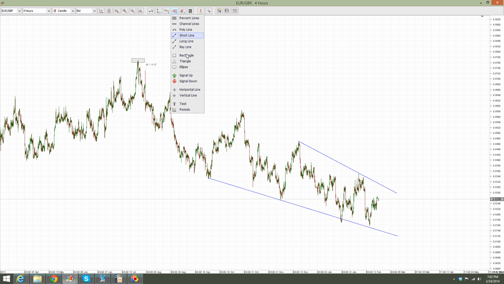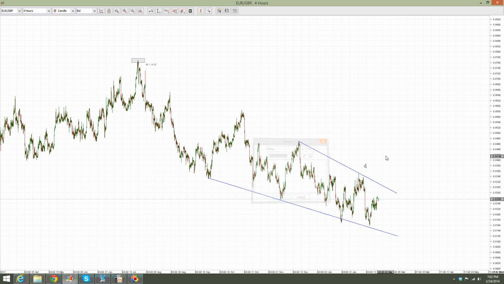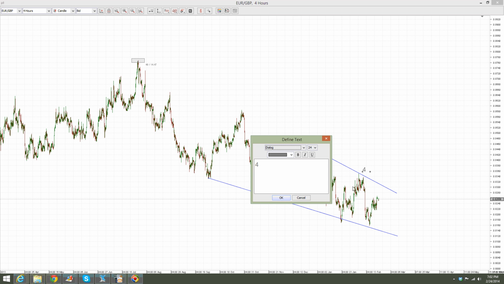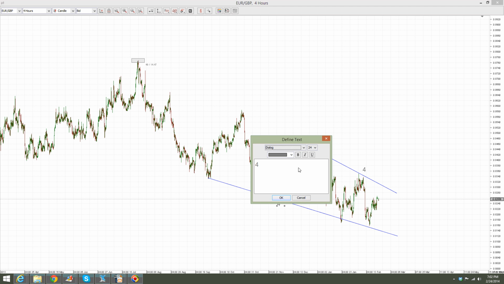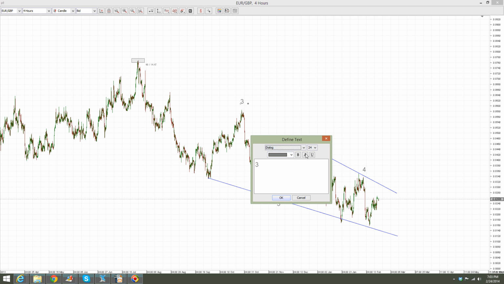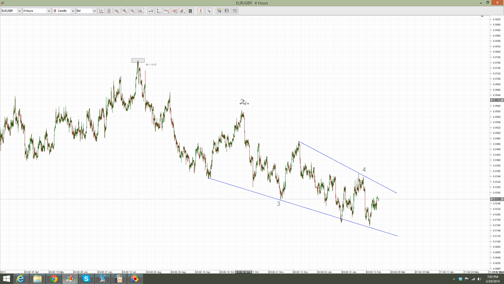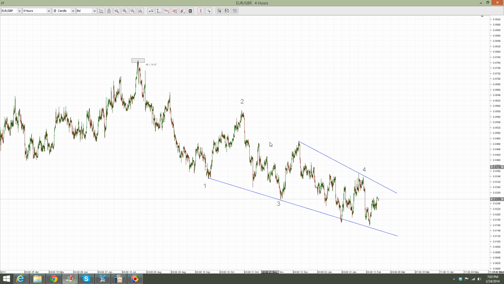So if our fourth wave ends around this level, like this, it means that the previous level was the third wave. If this is the third wave, then definitely the second wave is the swing to the upside, and that would make the first wave this one here. And there you go, just like that. We have a 1, 2, 3, 4, and now we're looking for a fifth wave.